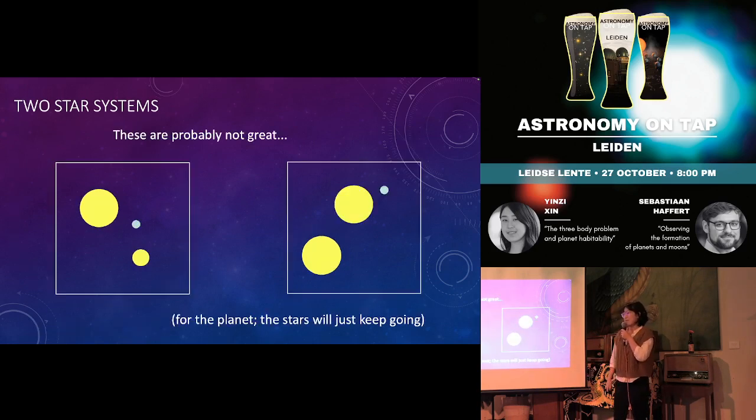There are some places where the planet won't be very happy, like if you try to put it really close. The stars will just keep doing whatever they want, but the planet will get moved around a bit and it won't really be super stable. So yeah, that's just intuitively how you might think about what is a stable orbit for a planet and what isn't.